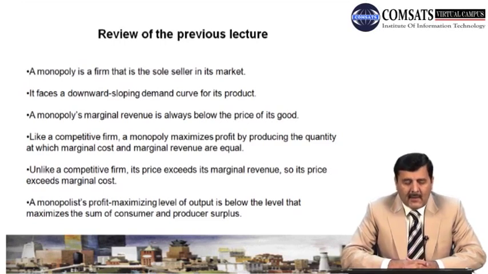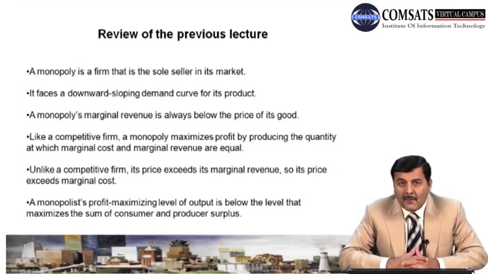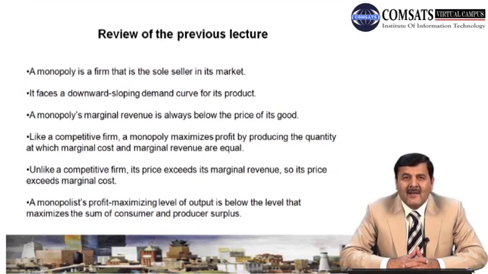But unlike a competitive firm, price exceeds marginal revenue, so the price exceeds marginal cost in case of monopoly, right? As we know, in case of perfect competition, price is equal to average revenue, is equal to marginal revenue, and it is equal to marginal cost also. But in case of monopoly, price is greater than marginal cost.